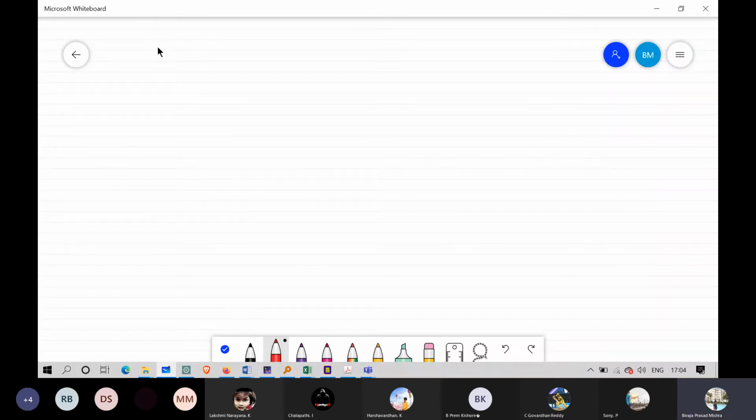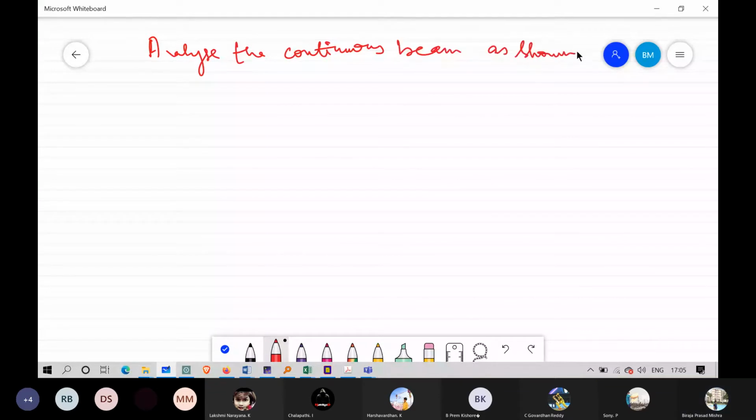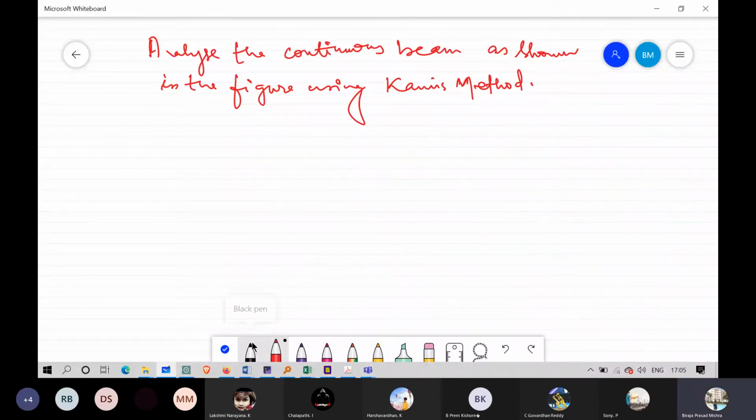So the question is: analyze the continuous beam as shown in the figure using Kani's method.